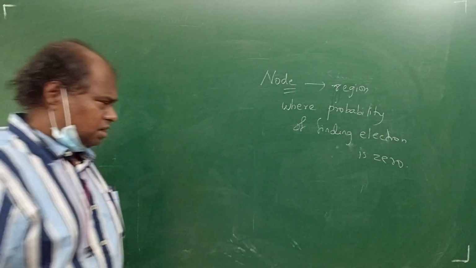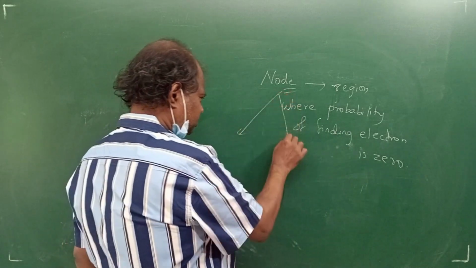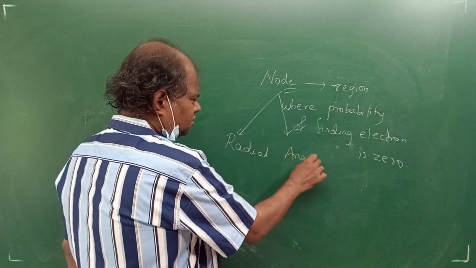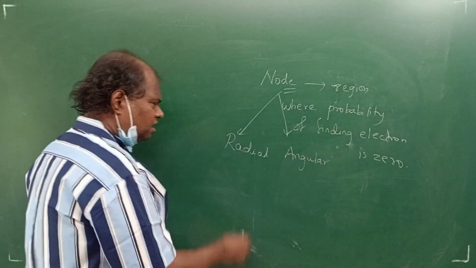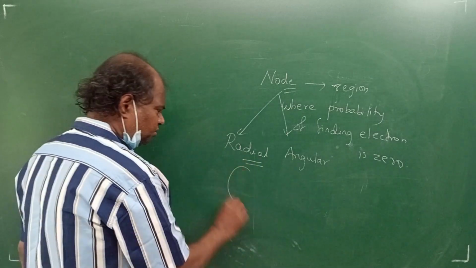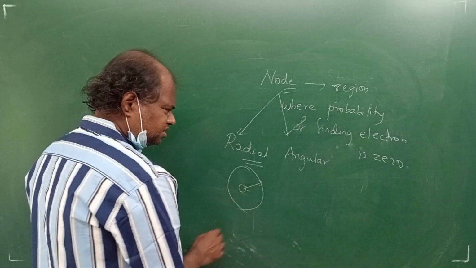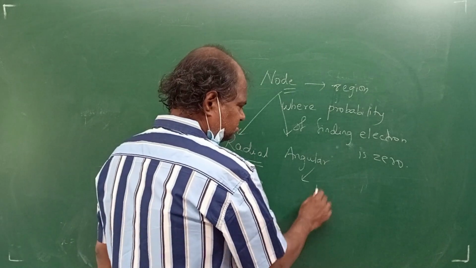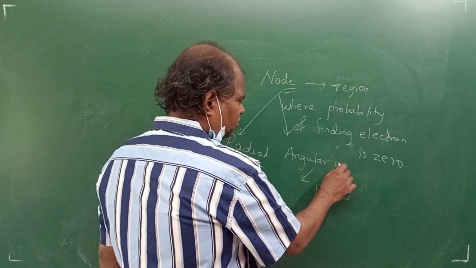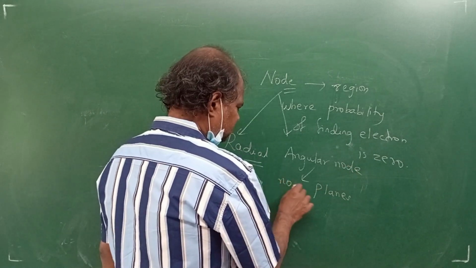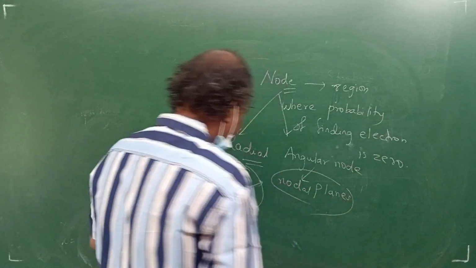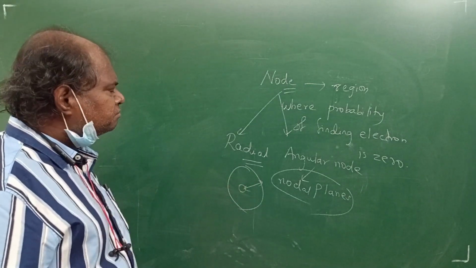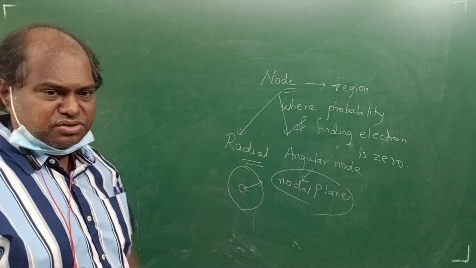Now, students, there are two types of nodes: one is called a radial node, the other is called an angular node. Node means where you can't find the electron. Radial means you're speaking in terms of distance. Suppose this is the nucleus, this distance is the radial node. Angular means you're speaking in terms of planes. An angular node is also called a nodal plane. Here you're speaking in terms of points. Clear? So radial nodes are distance, and angular nodes are nodal planes.